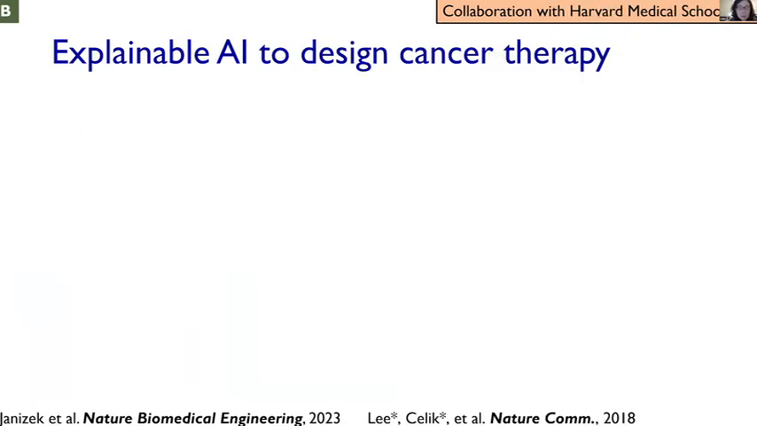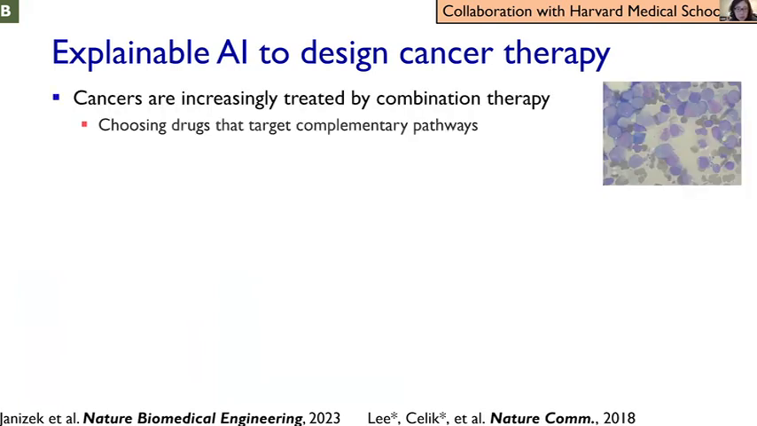Okay, in the last example, my goal is to show you how explainable AI can help us open a new direction in the cancer treatment area. The cutting edge in the treatment of cancers like blood cancer, acute myeloid leukemia, AML, has increasingly become combination therapy.